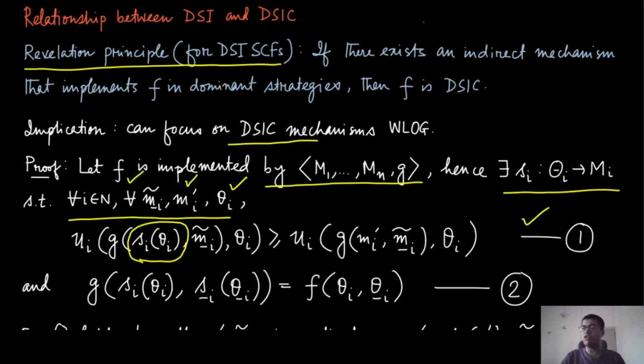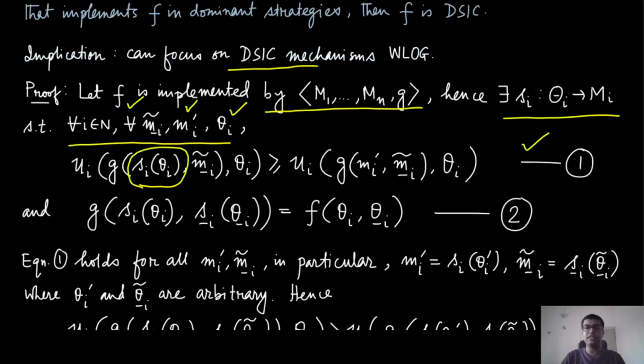And that is not all, because this is implementing the social choice function. Therefore, the outcome of this G applied on those strategies must be equal to the outcome of the social choice function itself, and that should hold for every theta. Right? So this should hold for all theta in capital Theta.